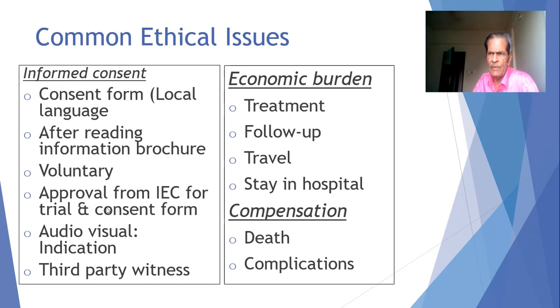The third party could be some relatives of the participant or some of the employees in the institution who are not concerned with the trial. So those persons could be the third party witnesses for the informed consent. Informed consent includes the element of voluntariness, and it includes the element of reading the information brochure, and there should be a sentence that the person has read the information brochure and the difficulties were answered to his or her satisfaction. So these components must be included in the informed consent.